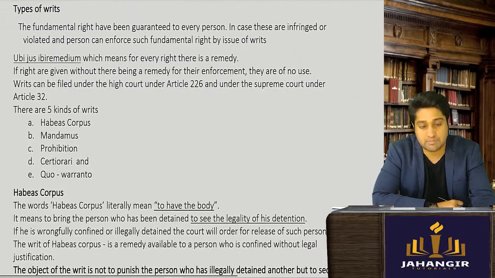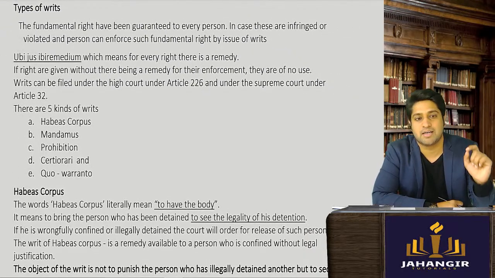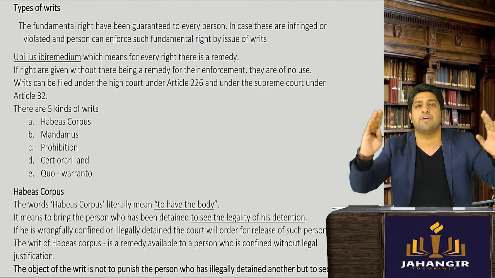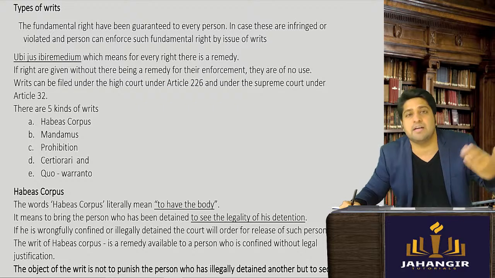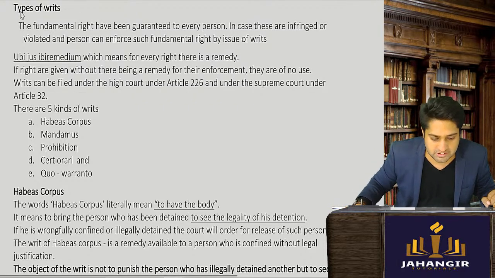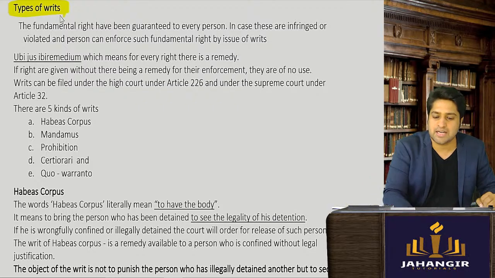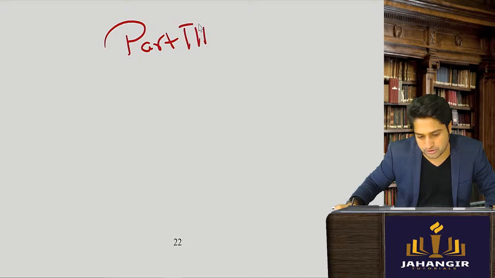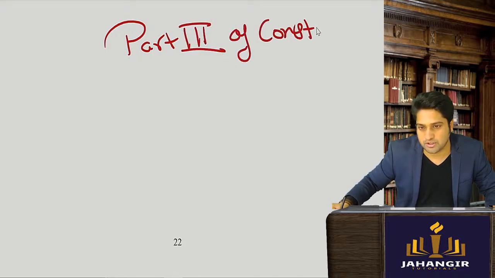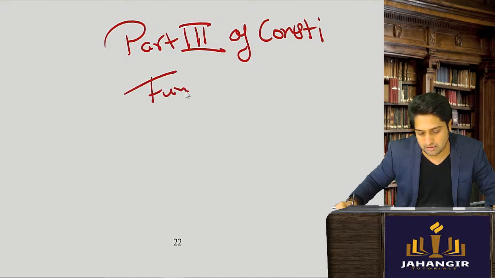Now I'm coming to the next most important part, that is the writs. So I'm going in the order of importance and the order of repetitiveness asked in the exam. That is your writs. Now let's understand what are the writs and the different kinds of writs. First, I need you to tell me under which part of the Constitution the fundamental rights are given. It is Part 3 of the Constitution, which talks about fundamental rights.